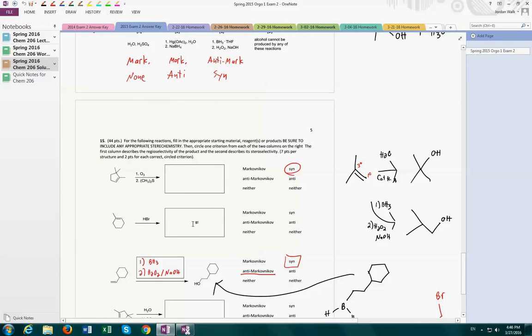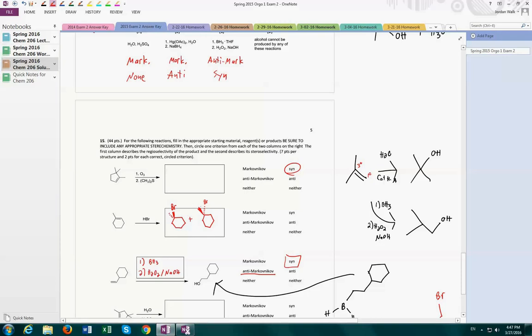This one right here? Or not chiral, yeah. So let's see. It's the acid addition, so we would end up with this product. And we would end up with this product. So what's the relationship?